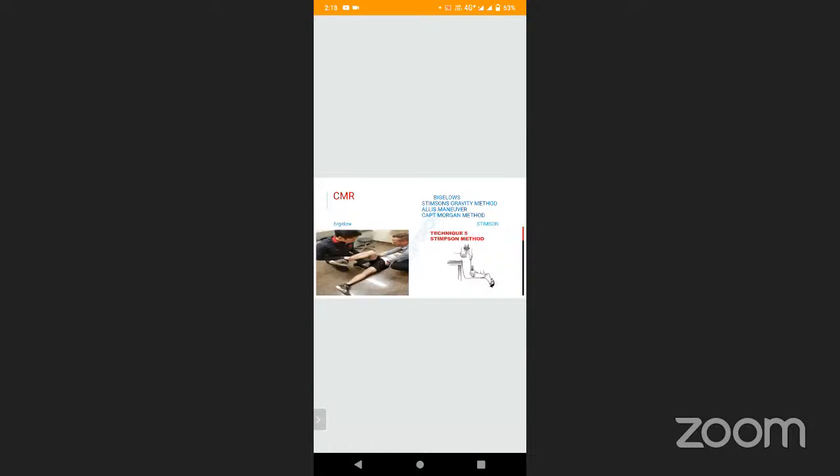One is Bigelow's method. Bigelow is one important figure in the field of orthopedics. Sir Henry Jacob Bigelow. His full name is Henry Jacob Bigelow. And Stimson's gravity method. Then Allis maneuver. Then Captain Morgan method, then the Watson-Jones method. There are so many methods. So you just remember these 4 methods so that you can write in the exam. That is closed manipulative reduction methods in hip joint dislocation: Bigelow's method, Stimson's gravity method, Allis maneuver, Captain Morgan's method.